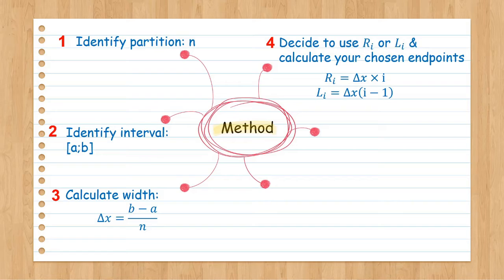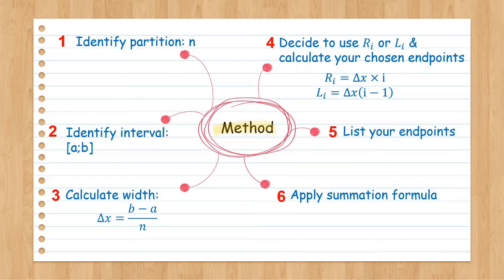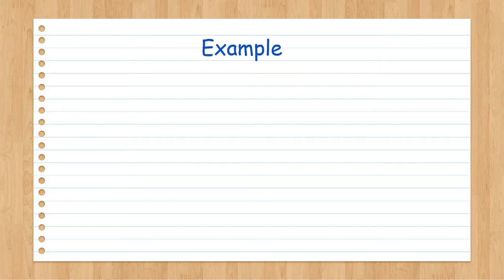If you are using right endpoints, it is equal to change in x multiplied by i, and left endpoints is equal to change in x multiplied by (i minus 1). Step 5. List your endpoints. Step 6. Apply your summation formula. So let's look at an example.